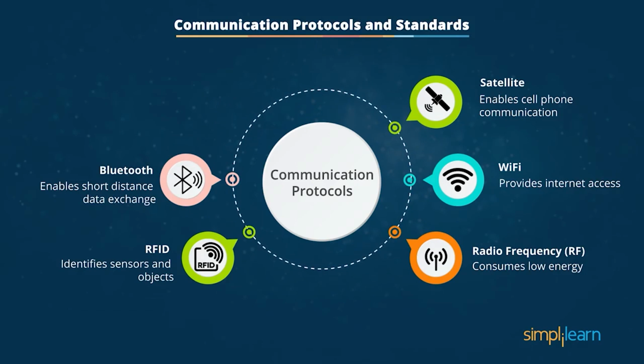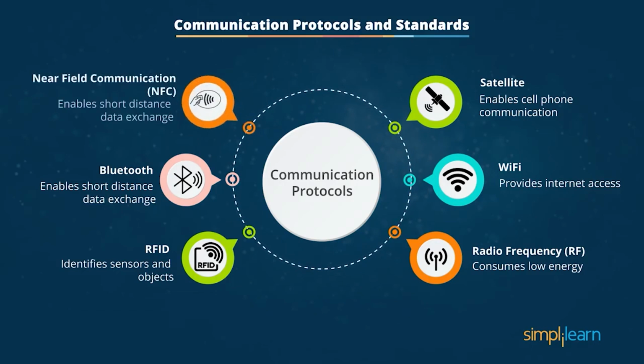It is present in every smartphone and has sensors. The final one is Near-Field Communication, or NFC. It uses electromagnetic induction and loop antennas. It comes with encryption, has low-speed communication, and is used for short-range data exchange.